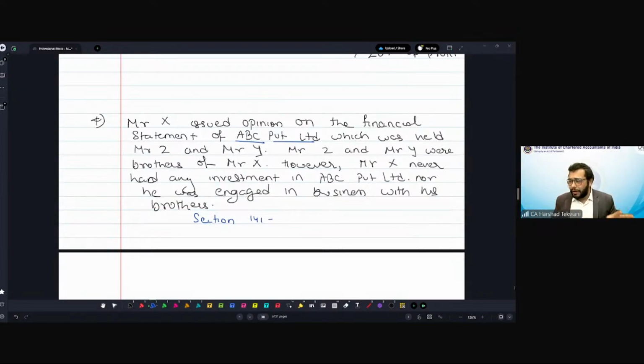That is section 141(3), which says that if a person is a relative of a director, that particular auditor will not be eligible for appointment in the company. So if a person is a relative of a director, he shall not be appointed as an auditor. Now, when I talk about the definition of relative under the Companies Act, brothers are covered. There is a definition given, and brothers are also part of that. So as per 141, by default, he will not be allowed to be appointed as an auditor.